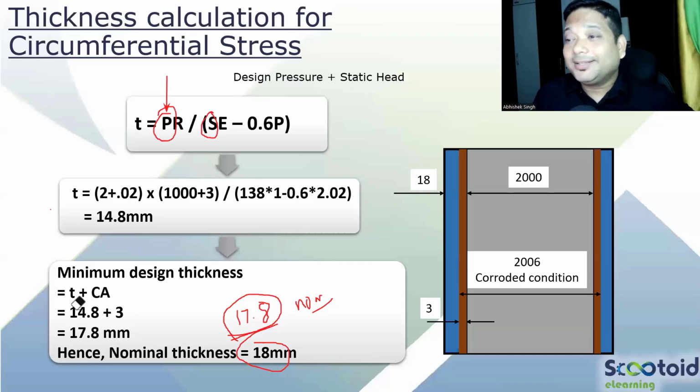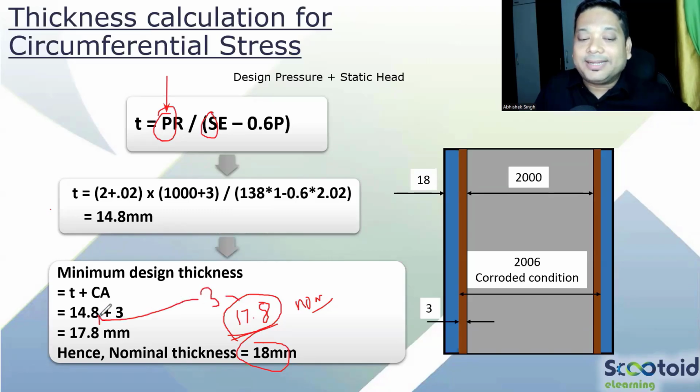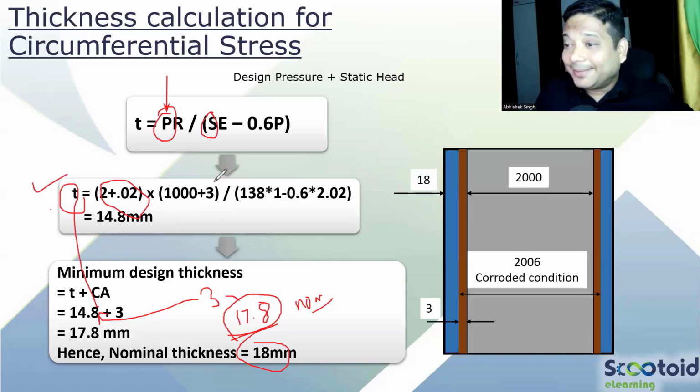Whenever we talk about working, that means it is in corroded condition. So 3 mm is going to corrode. If I've taken 17.8 mm, 3 mm will corrode, and finally your calculation will be at 14.8. So if I use 14.8 here and calculate pressure now, just think about this equation. All the values are the same. I'm using 14.8 as the thickness. Only P is unknown. I'm now calculating P.